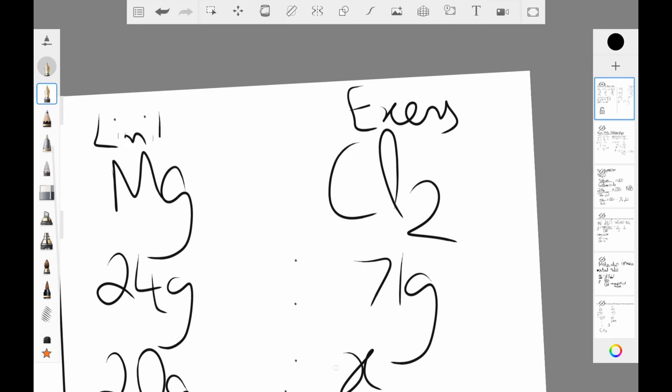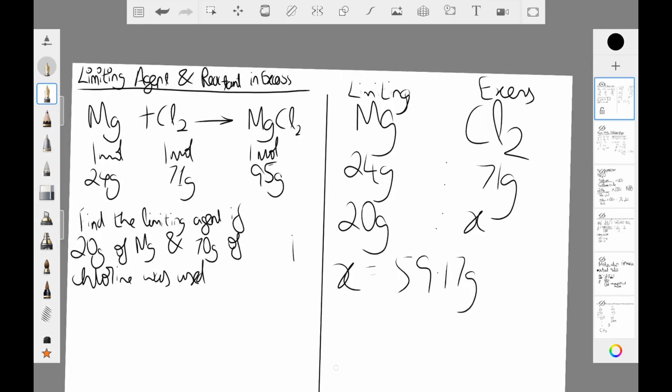Because if you had more magnesium, all of the chlorine would be able to react. But because magnesium is short in supply, it's limiting how much chlorine is able to react to form magnesium chloride. Right. So with that, we are done with limiting agents and also reactants that are in excess supply.